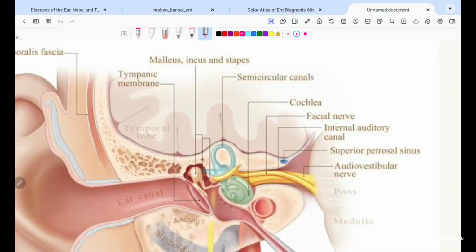We are seeing the roof of the middle ear cavity here. This is the temporal bone which will be forming the roof, over which there will be the meningeal layers, over which is the temporal lobe of the brain. So any infection in the middle ear cavity has the propensity to spread through the bone to the meninges and to the temporal lobe of the brain.